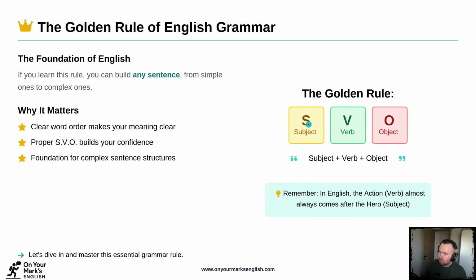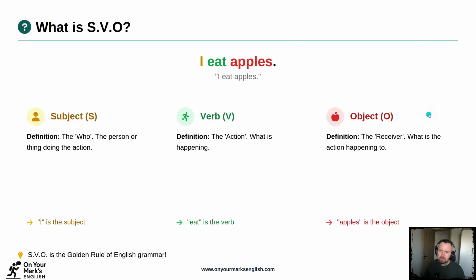S.V.O. Who is it? What are they doing? What are they doing it to? Remember, in English, the action or the verb almost always comes after the hero or the subject. Let's dive in and master this essential grammar rule.